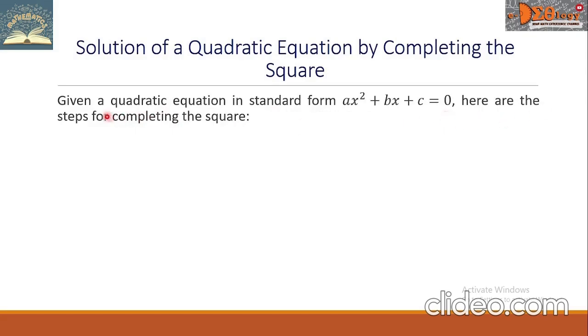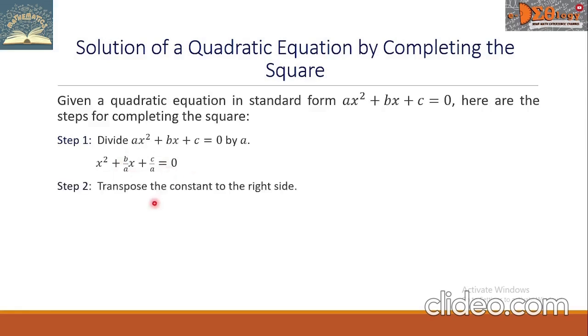Here are the steps for completing the square. Step 1. Divide ax squared plus bx plus c equals 0 by a. Take note that this a is the coefficient of x squared. The equation now becomes x squared plus b over a x plus c over a equals 0.